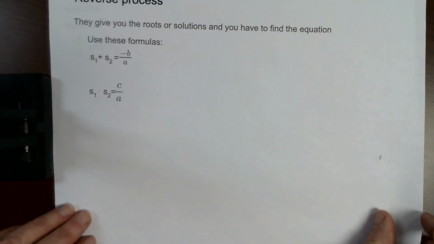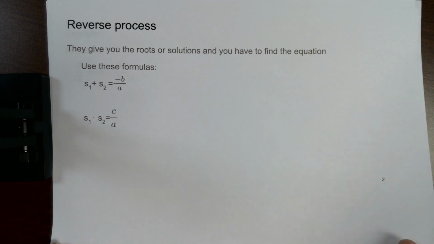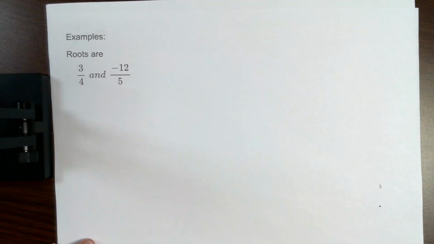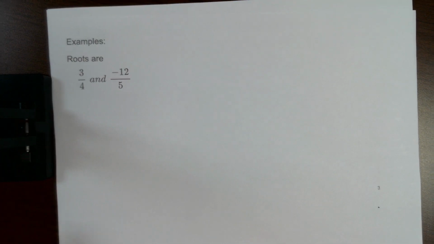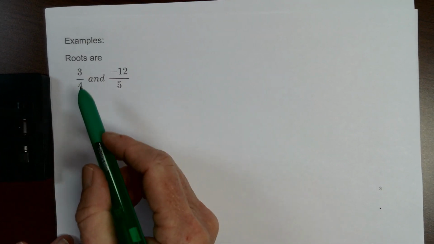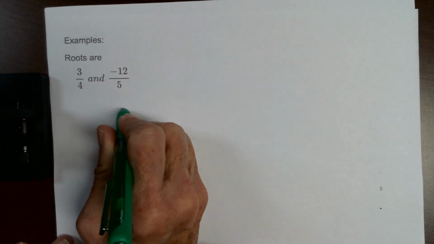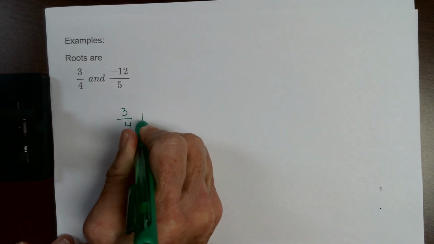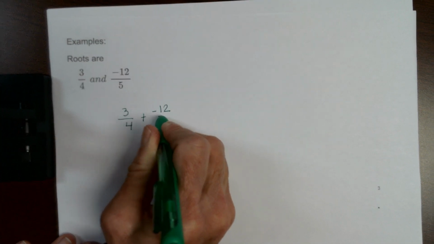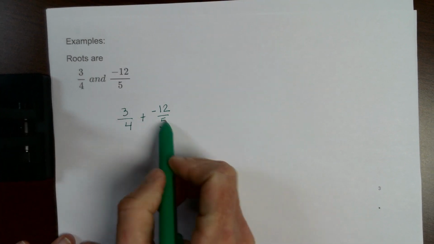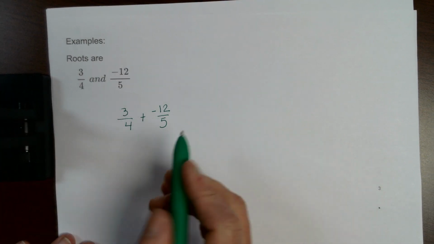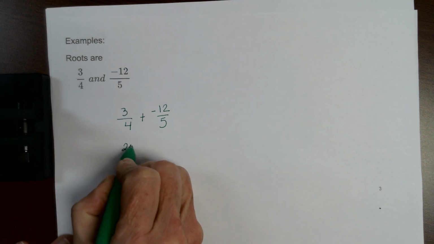The result of that is going to be the a, the b, and the c that go into the equation. So here's an example. They give you these two things as the roots, 3/4 and negative 12 over 5. The first thing you're going to do is add these two together. So I have to make a common denominator. The common denominator is going to be 20.